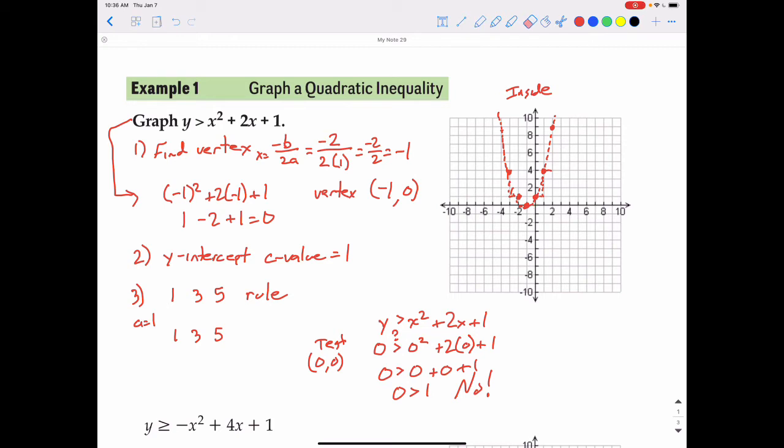Since that's a no, we're going to shade inside, because 0, 0 was outside of our boundary area. So I'll color that in. And remember, that means that anything that's inside of the shaded area is a solution to the original problem. If it's on the dotted line, it is not a solution. Now, if it was on a solid curve, it would be a solution, but being on a dotted curve boundary, a boundary of any type, means it's not a solution.